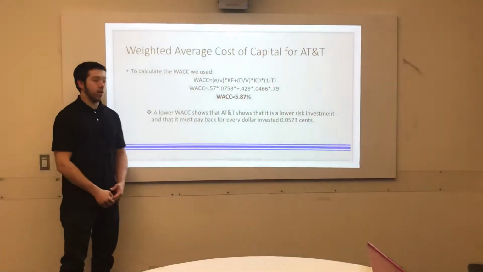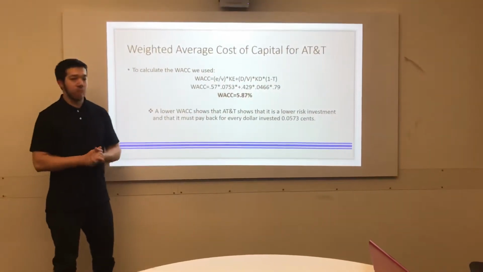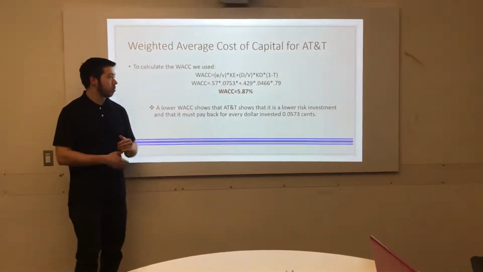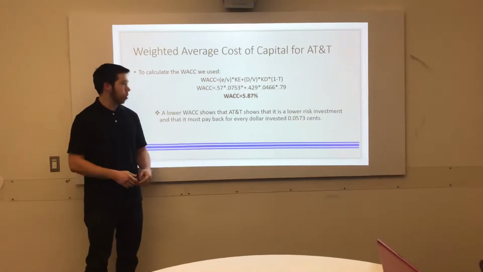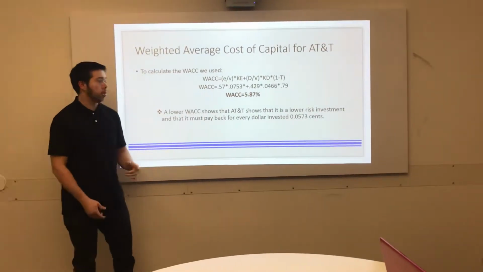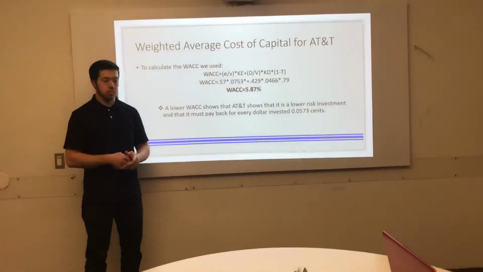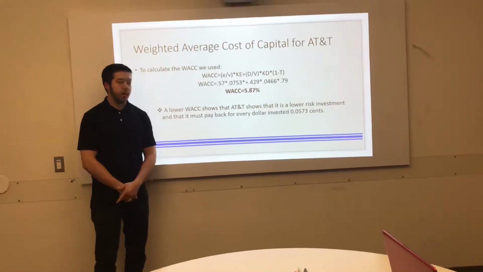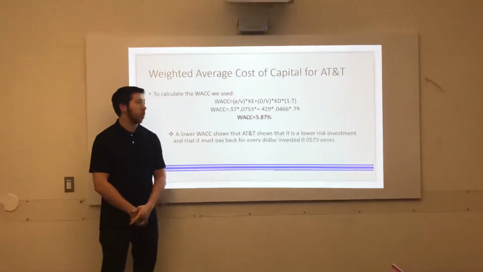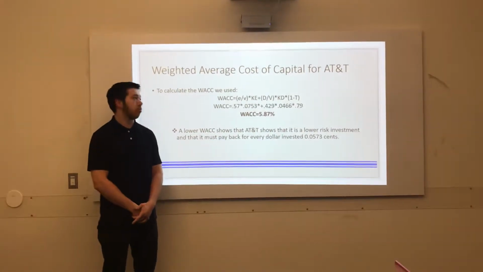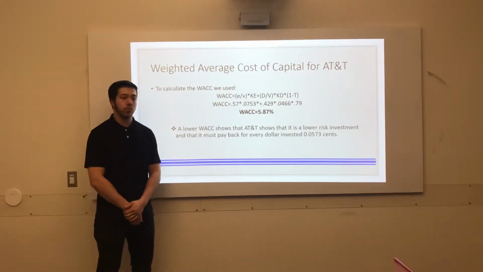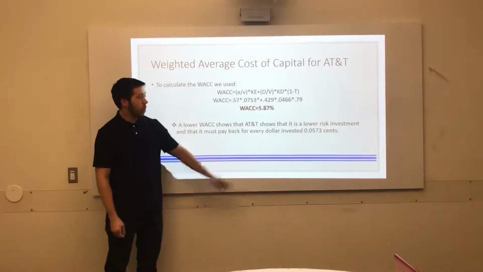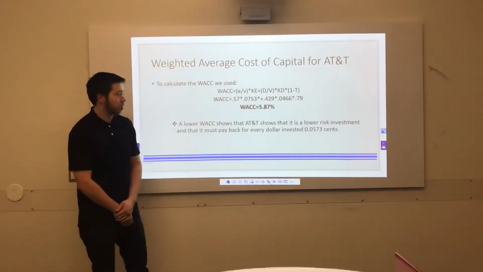Alright, to start off, I wanted to analyze the weighted average cost of capital, the WACC. To do this, I used our equity and our debt, so I took our equity over our debt plus equity ratio, got 0.57, took our cost of equity, got 0.0753, took our debt over V and got 0.429, and our cost of debt was 4.66%. With our 1 minus marginal tax rate of 21% to get 0.79, ultimately calculating to 5.87%.